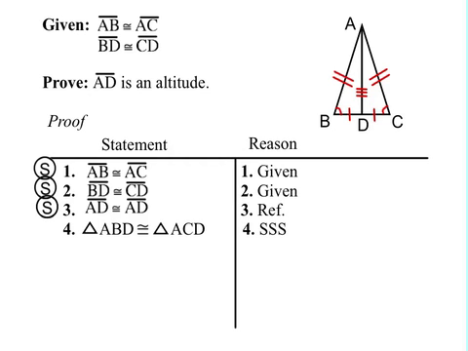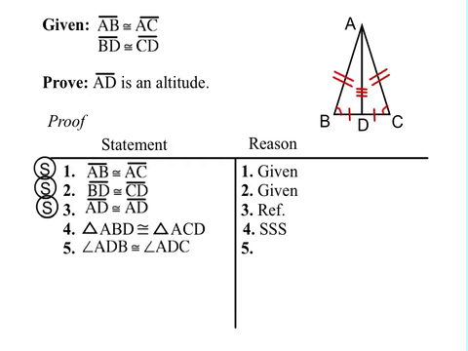And as you probably know by now, often when we prove a pair of triangles congruent, the next thing we're going to show is that a pair of their corresponding parts is congruent. And in this case, it's angle ADB congruent to ADC.